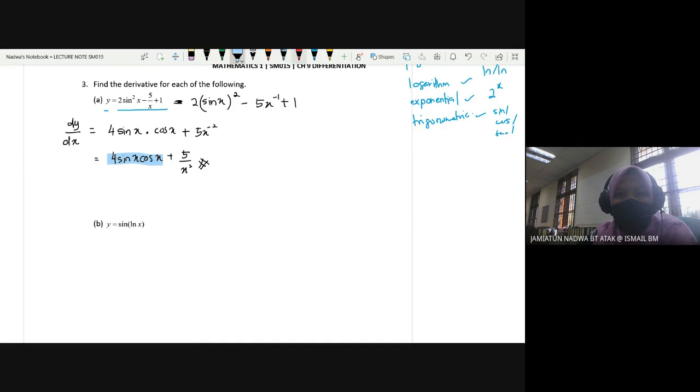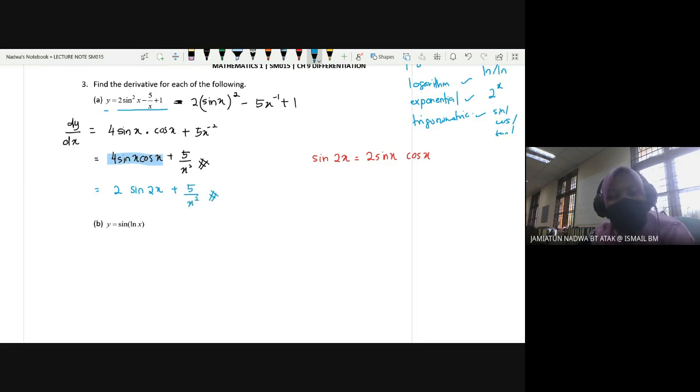Ingat tak double angle apa? Yes, topik 7 memang tak masuk. Tapi maths dia sentiasa berkait antara satu dengan yang lain. So in order to simplify this one, it is actually sin 2x equals to 2 sin x cos x. So this one, kita boleh tukar dia dalam bentuk double angle. Dia sebenarnya adalah samalah juga dengan 2 sin 2x plus 5 over x squared.